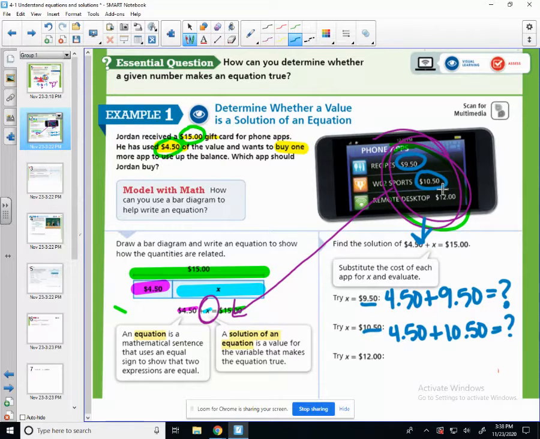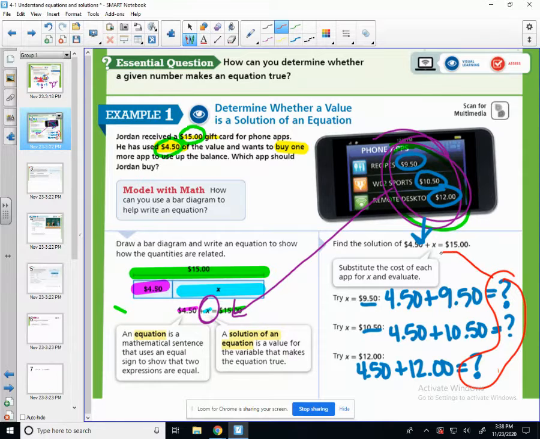And one more, because we still have the remote desktop one. That's $12. So if I take my $4.50 that I've already spent, and I add it to the $12, does that equal $15? Which one of these is a possible solution? Which one of these can plug up here to x to make this equation true?